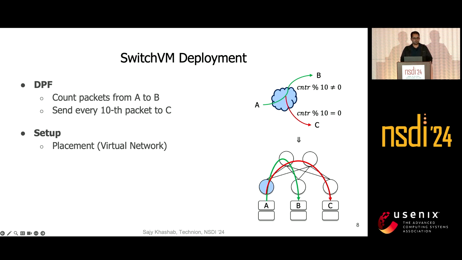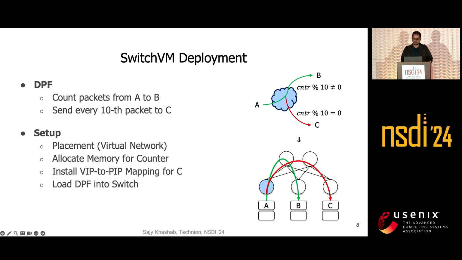Switches that don't need to operate on the packet simply forward them as usual. The operator then needs to allocate memory to store the counter. They need to install virtual to physical mappings to get to host C. And last, they need to load the DPF code into the relevant switch, or alternatively, authorize execution of DPFs from the packet itself.